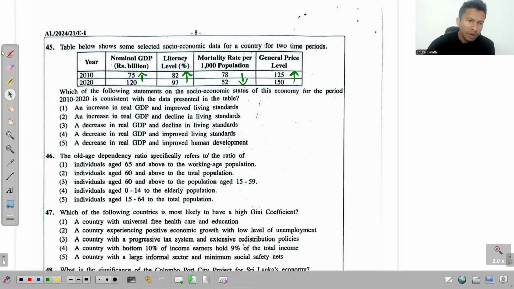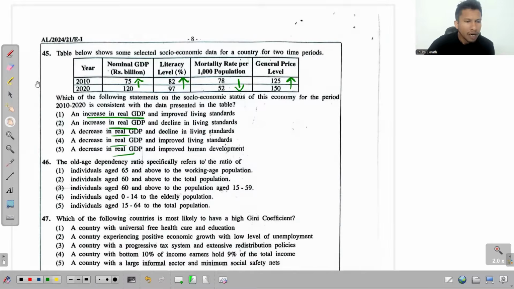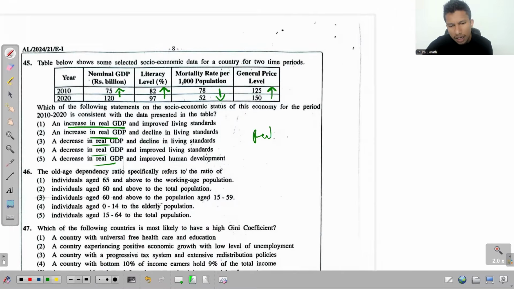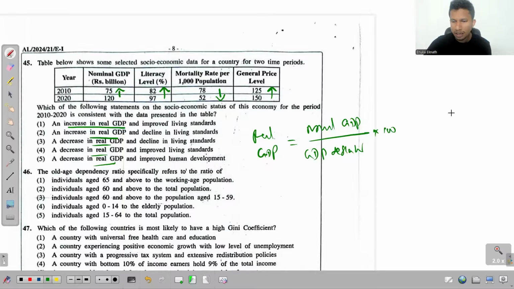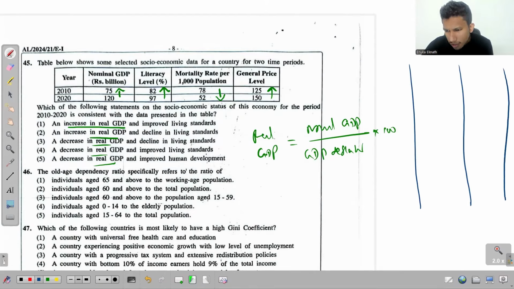If you look at all these five options, they all talk about the real GDP. So how do we find this real GDP? You take nominal GDP, divide this by the GDP deflator, and multiply that by 100. So if you do this for both years given, this will be the outcome.